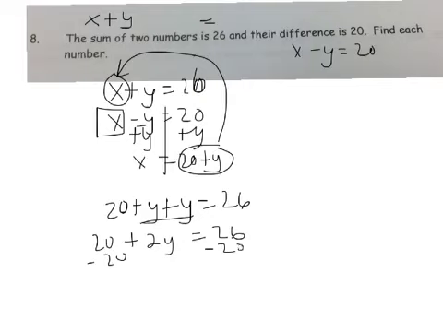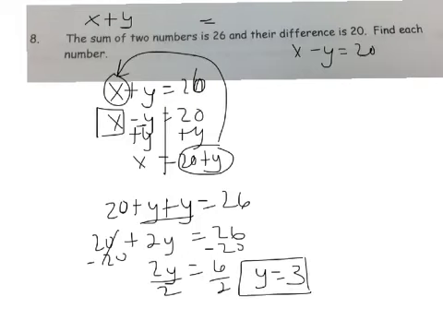Minus 20 to both sides. 2y equals 6. When it's beside it, I divide it. And so I get that y equals 3. So my first number is 3. Then I'm going to plug it back in. I can plug it in anywhere I want. I'll just plug it in right there. x minus 3 equals 20.